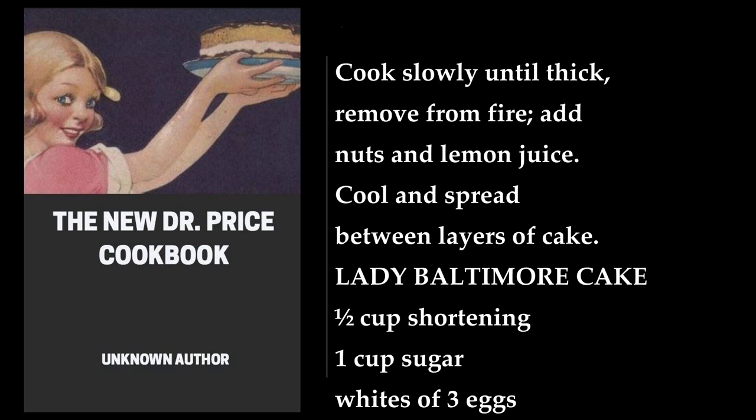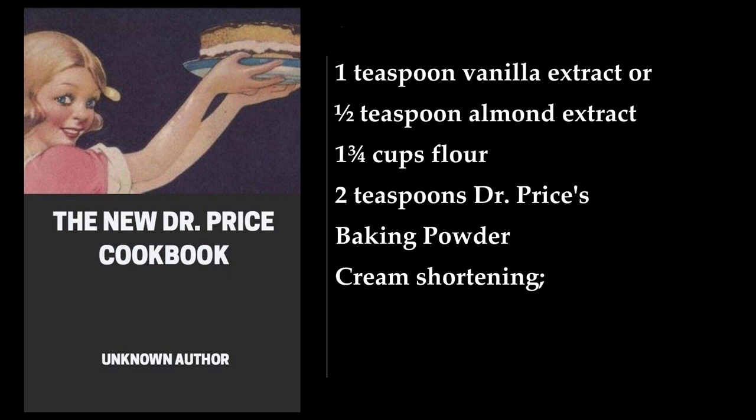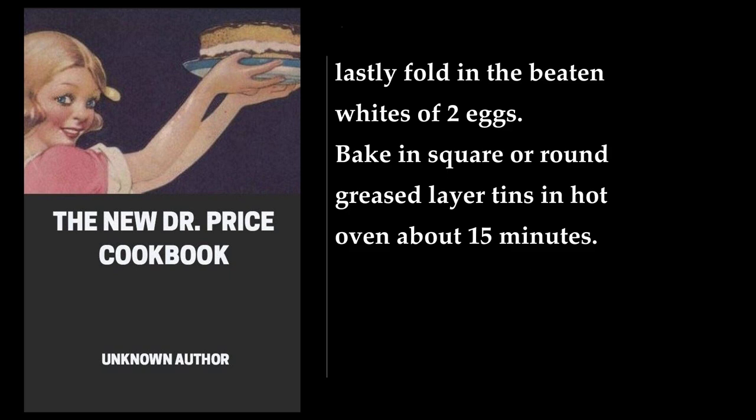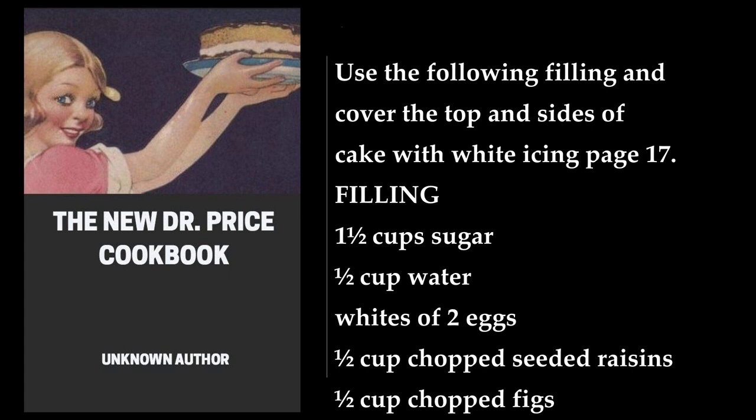Lady Baltimore cake. 1/2 cup shortening, 1 cup sugar, whites of 3 eggs, 1/2 cup milk, 1 teaspoon vanilla extract or 1/2 teaspoon almond extract, 1¾ cups flour, 2 teaspoons Dr. Price's baking powder. Cream shortening. Add sugar and unbeaten white of 1 egg, add the milk very slowly, beating between each addition, add flavoring, add the flour which has been sifted with the baking powder. Lastly, fold in the beaten whites of 2 eggs. Bake in square or round greased layer tins in hot oven about 15 minutes. Use the following filling and cover the top and sides of cake with white icing.